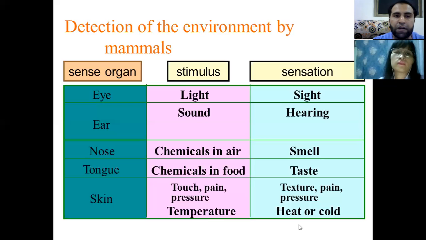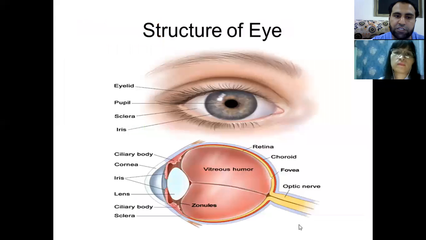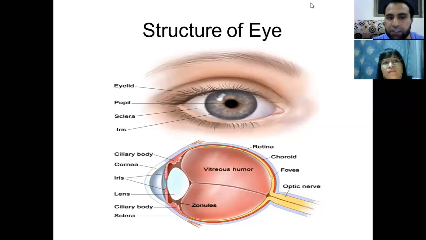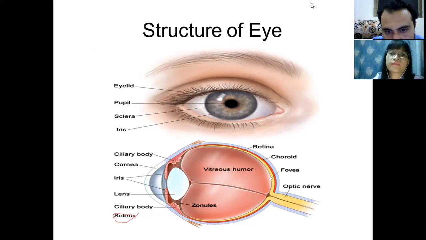Now we will move toward discussing the structure of the eye in detail. First of all, we should know that there are three basic layers of the eye. The first one is the sclera, this first layer, the blue color. Below that, you can see this layer, it is the choroid.